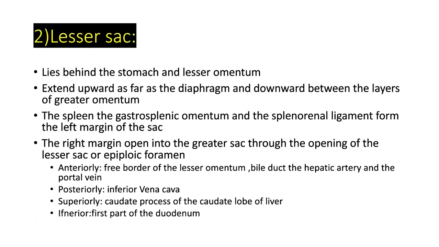Anteriorly, it has the free border of the lesser omentum, the bile duct, the hepatic artery, and the portal vein. Posteriorly, it has the inferior vena cava, and superiorly, it has the caudate process of the caudate lobe of the liver. Inferiorly, it has the first part of the duodenum.